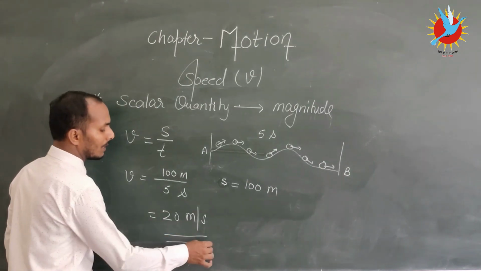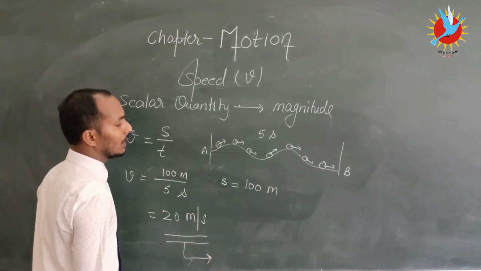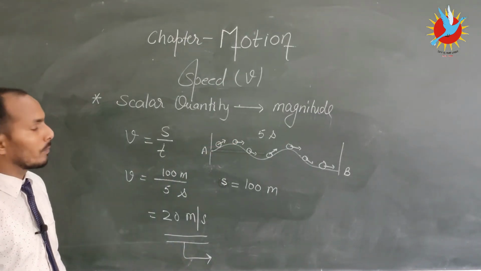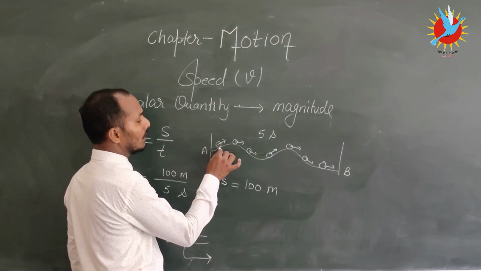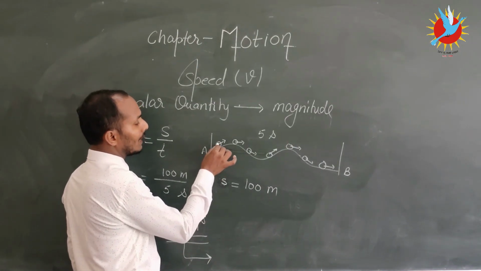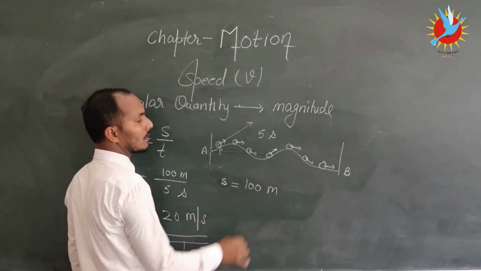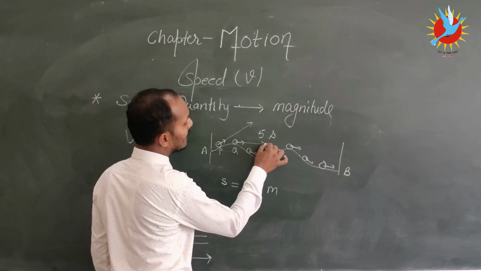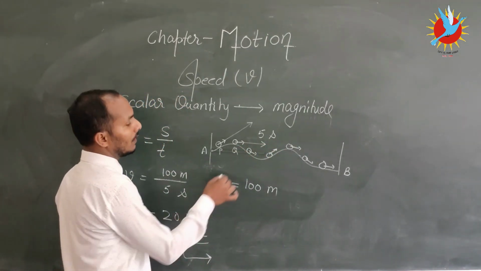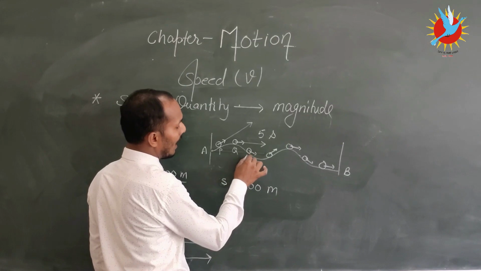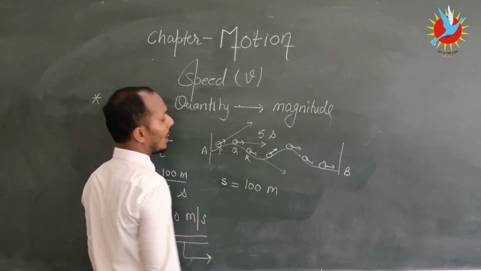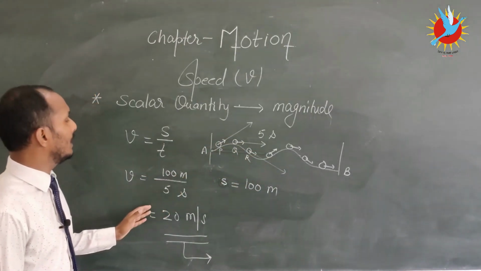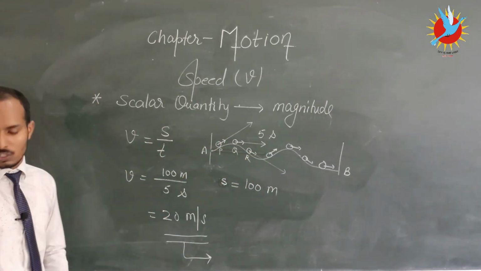What is the meaning of 20 meters per second? 20 is a magnitude. Magnitude means numerical value. But what about the direction? At position P, the direction of the body is like this. At position Q, the direction of the body is this, and at position R, the direction is this. So at different points the body has different directions, so it means speed does not depend upon direction.